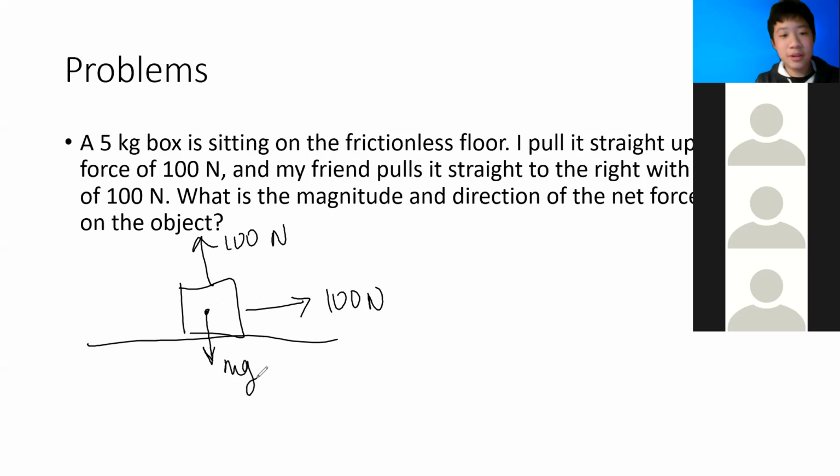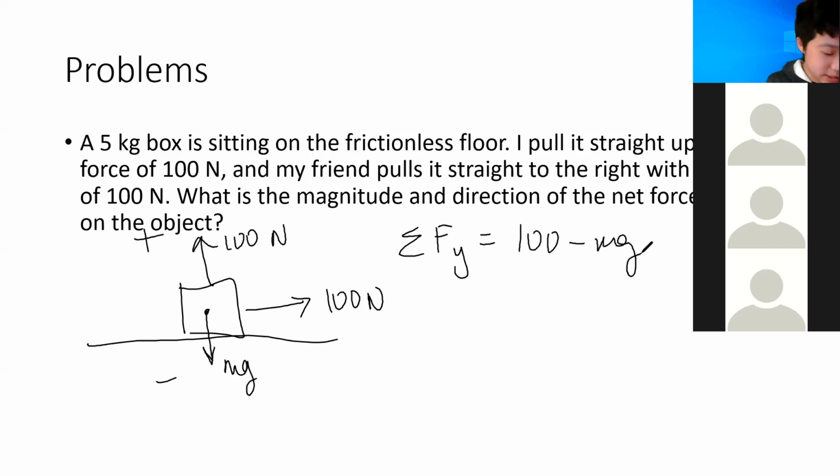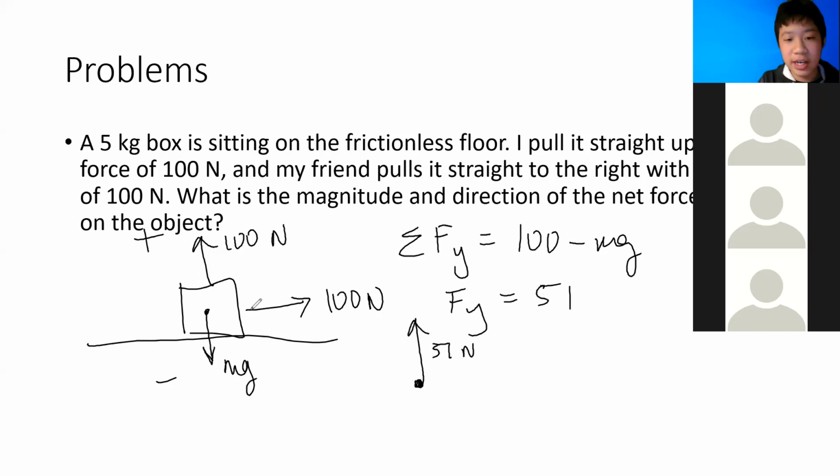So if we analyze our forces in the y direction, these are both going straight up, we can just add them. If I define positive as up, negative as down, the force in the y direction is just 100 minus mg, and mg is 5 times 9.8, so 100 minus 49, 51. So if I take this point as my box, there's a 51 Newton force pulling it up. And to the right, I'm going to have 100 newtons. There's no friction going on there, so that's the only force to the right.